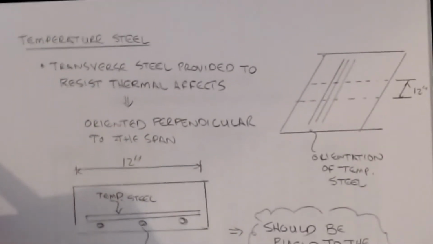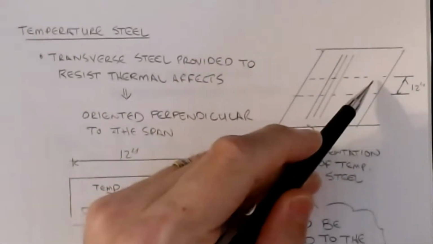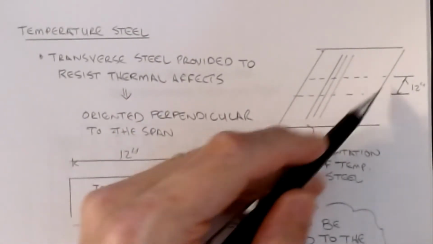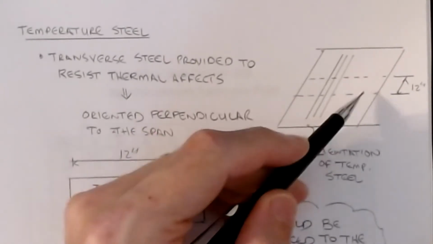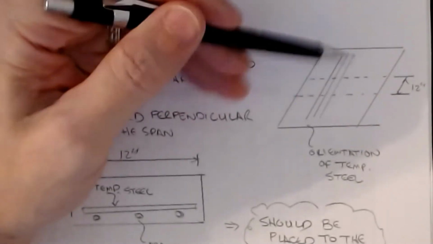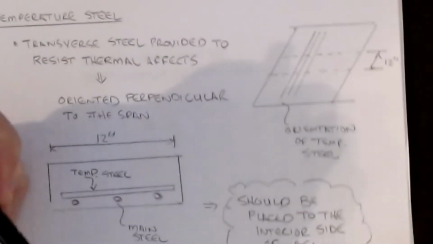The second set of steel that we look at is what we call the temperature steel or the transverse steel. Even though the strength of the slab is based on this 12-inch width of our design element where the longitudinal bars were running this way in the last photo, the temperature steel runs perpendicular to that. That's the orientation of our temperature steel.